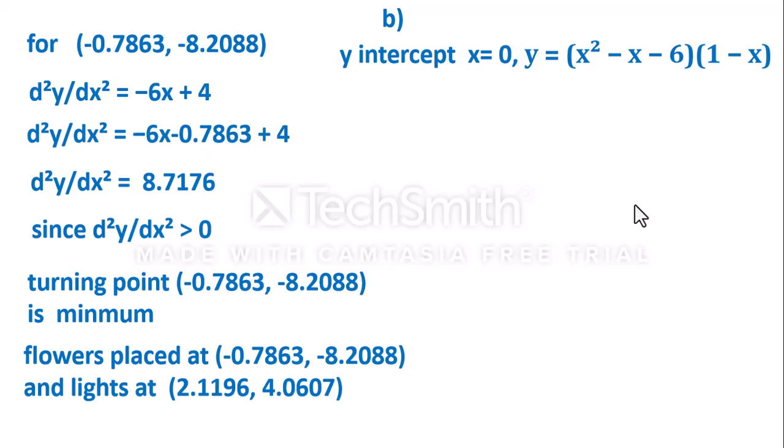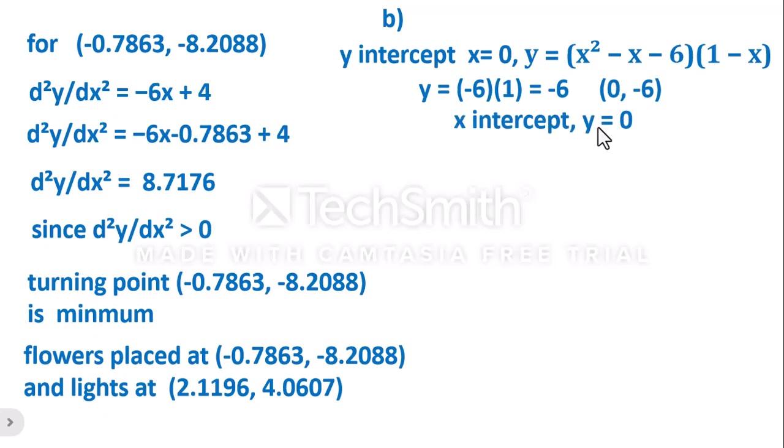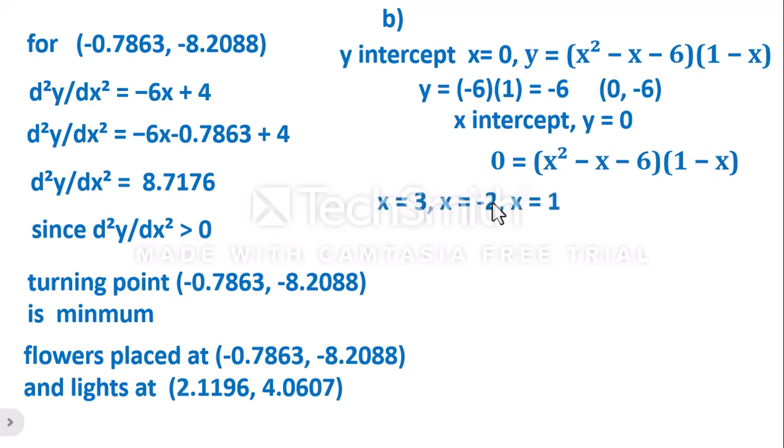These intercepts help us draw an accurate sketch of the graph. Y-intercept: x equals 0, y equals (x squared minus x minus 6)(1 minus x), so y equals negative 6. X-intercept: y equals 0, 0 equals (x squared minus x minus 6)(1 minus x), so x equals 3, x equals 1.